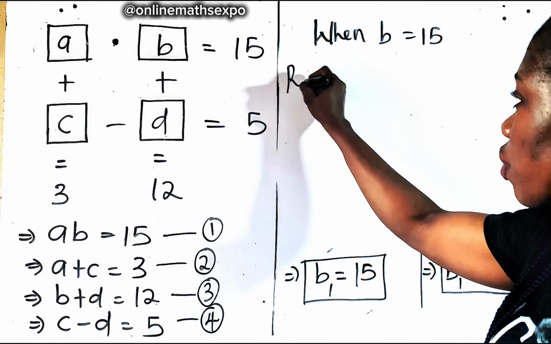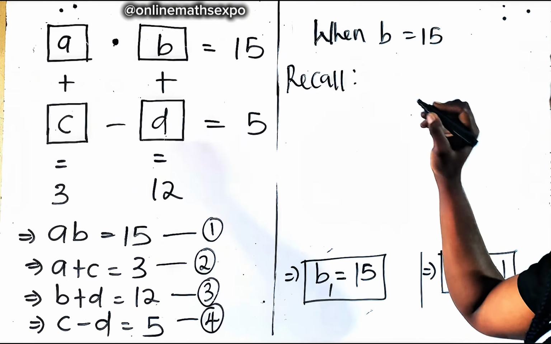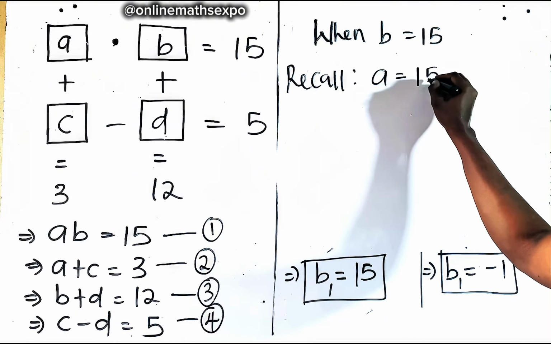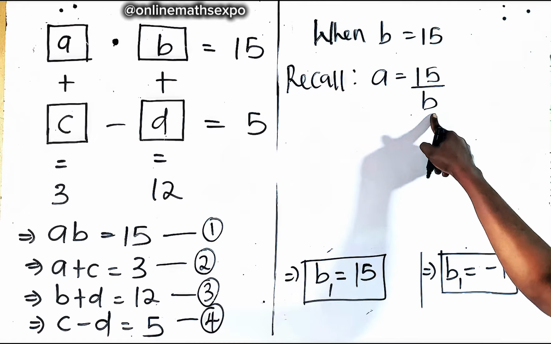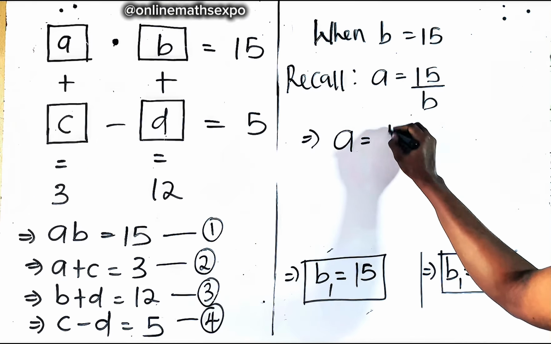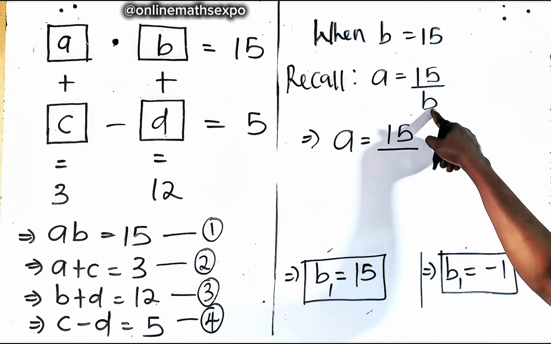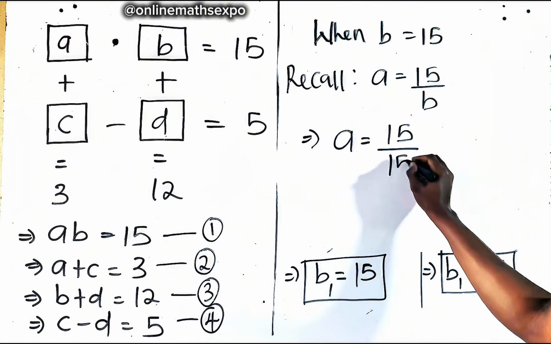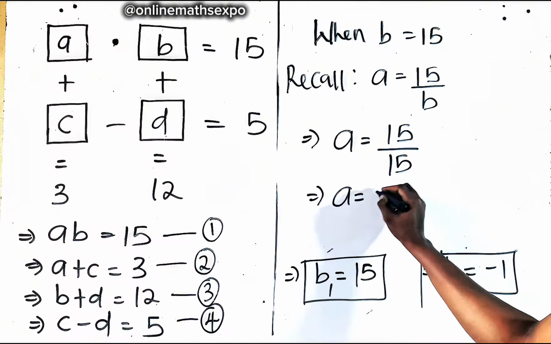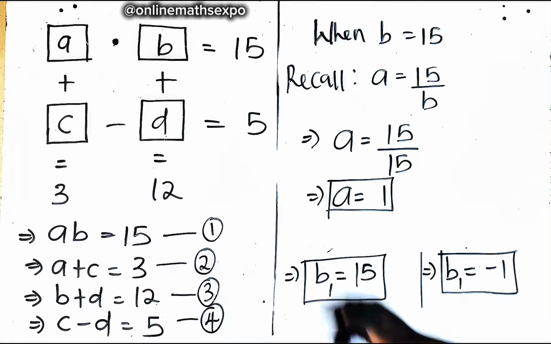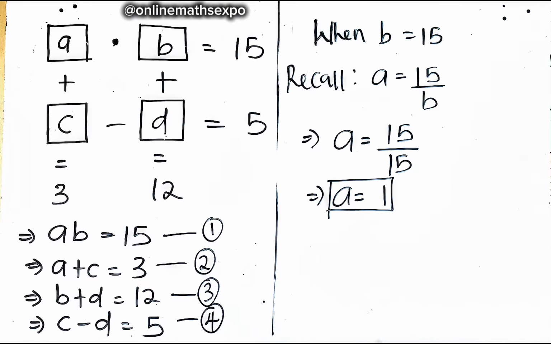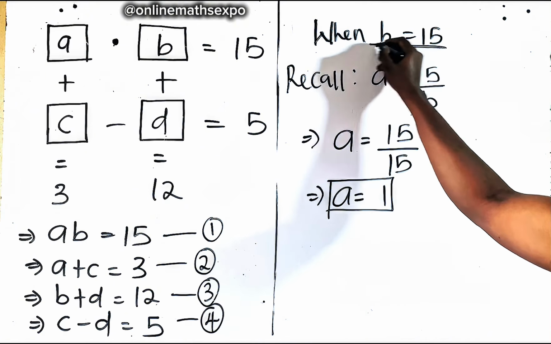Let's recall the statement we left behind. The first equation we left behind is that a is equal to 15 divided by b. So if b is 15, a will be 15 divided by 15. When you divide 15 by itself, it means that our a is equal to 1. So we have the first value of a as 1 when b is 15.